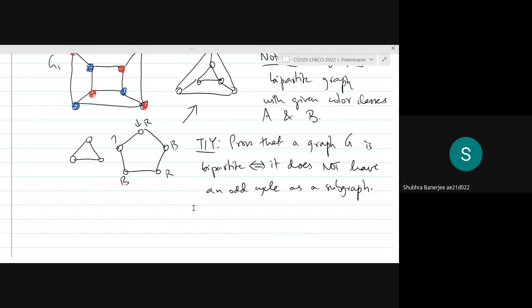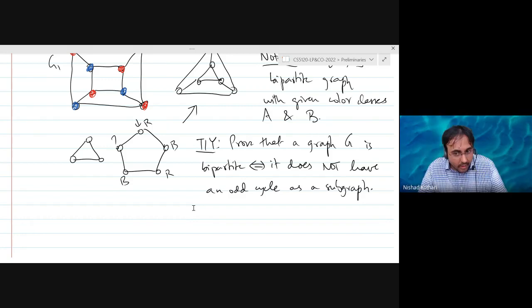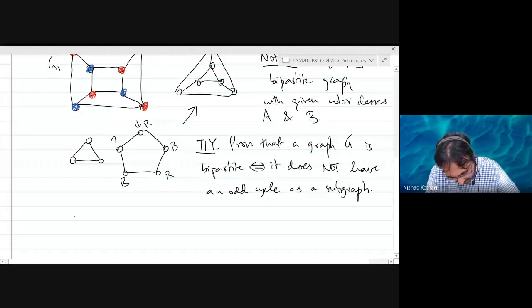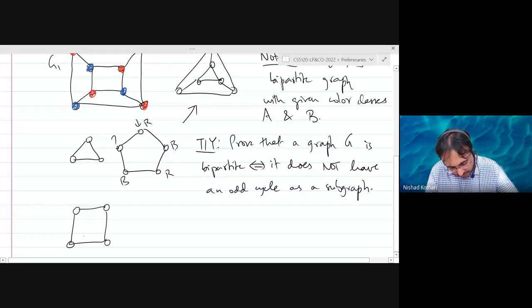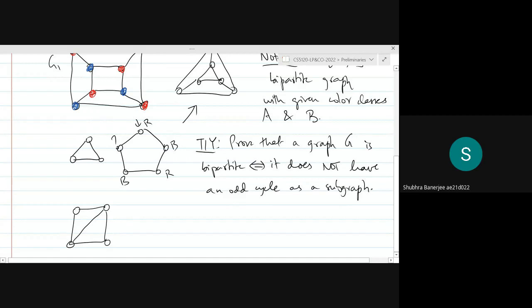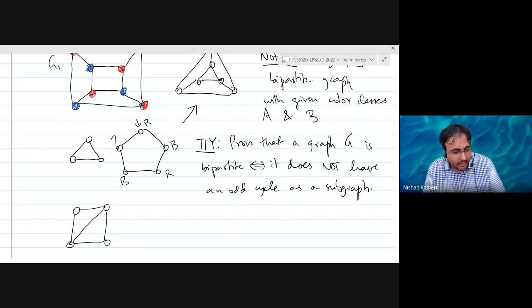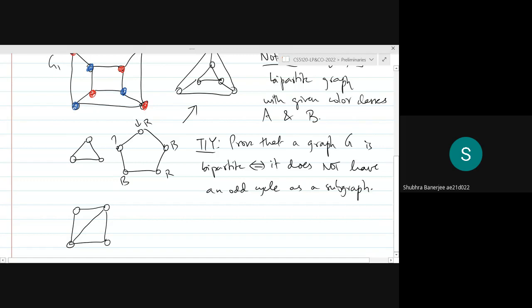Sir, one question. Yes, go ahead. Sir, does having an even cycle guarantee that it will be bipartite? Well, even if you have an even cycle, let's look at an example. Supposing this is your graph, right? And now I add one more edge. Is this graph bipartite? No. Right. Why is it not bipartite? Because if we group, every edge does not go to the other group.